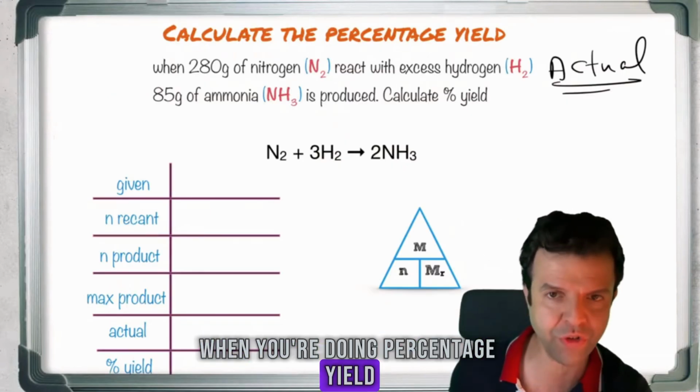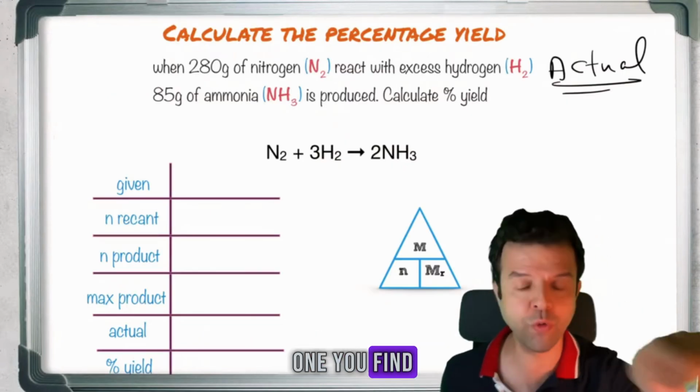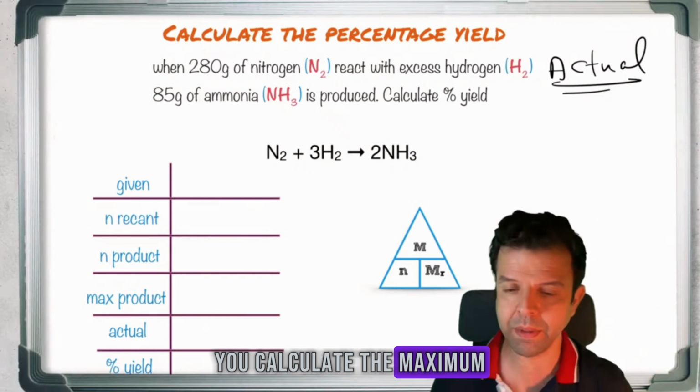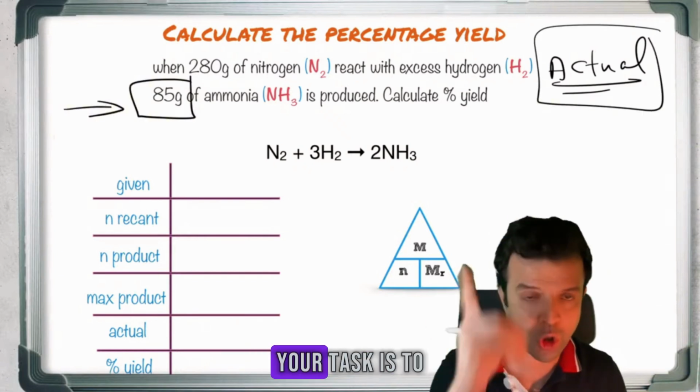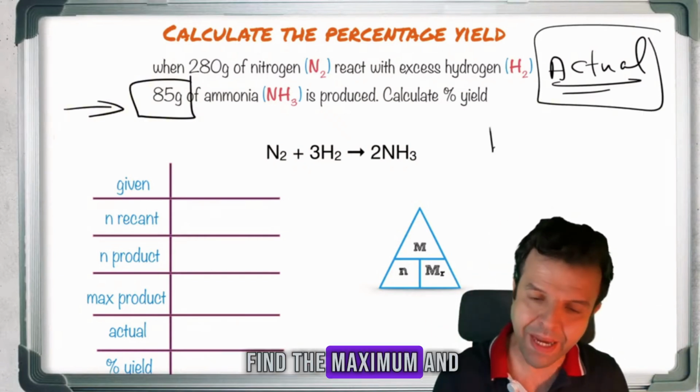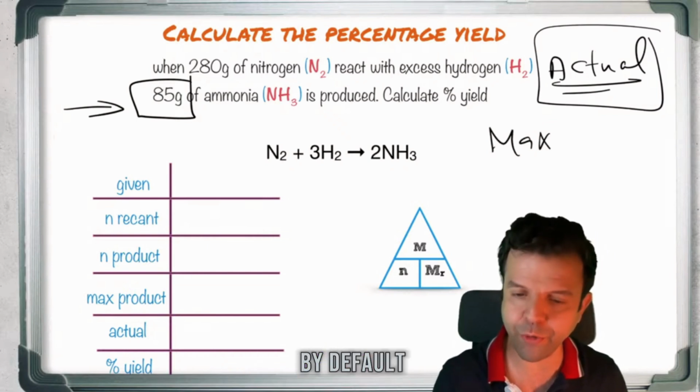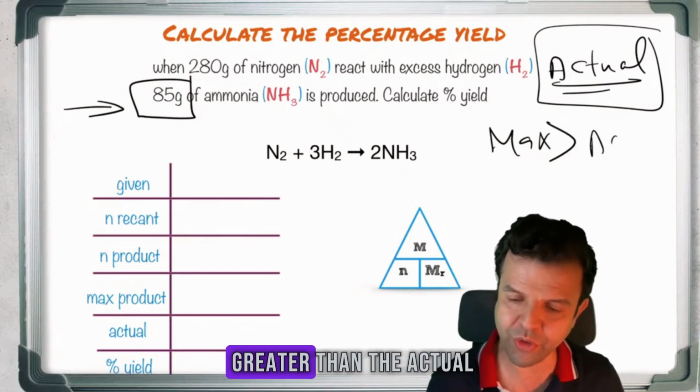When you're doing percentage yield, the maximum is the one you find. You calculate the maximum, and the actual must be given. Your task is to find the maximum, and by default, the maximum is always greater than the actual.